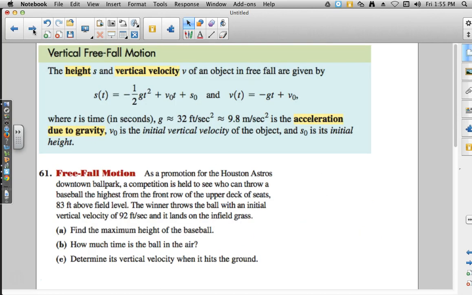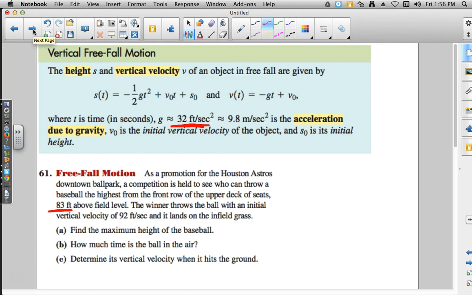Number 61 uses our vertical free fall motion formula, and this is talking about a ballpark. And it says that as a promotion for the Houston Astros downtown ballpark, a competition is held to see who can throw a baseball the highest from the front row of the upper deck of seats, 83 feet. So I know this is in feet, which tells me I need to use 32 feet per second squared for gravity.